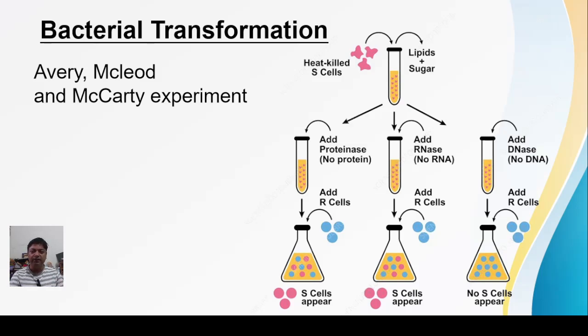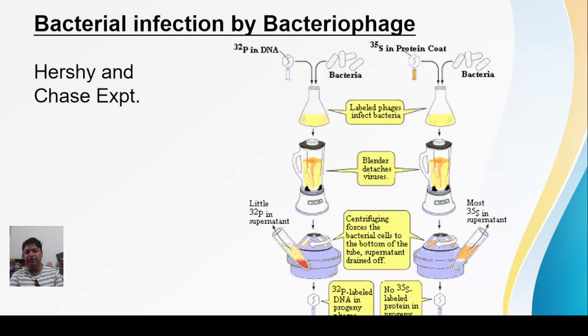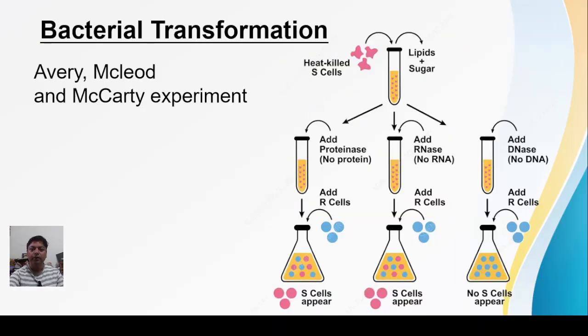In one of the samples, they added proteinase, which digested the protein. In the second sample, they added RNase, which digested the RNA. And in the third sample, they added DNase, which digested the DNA. Due to digestion of proteins, now the test tube is left only with RNA and DNA. When this sample was grown in colonies with R cells, S cells appear. It shows that protein is not a transforming agent because protein was not present.